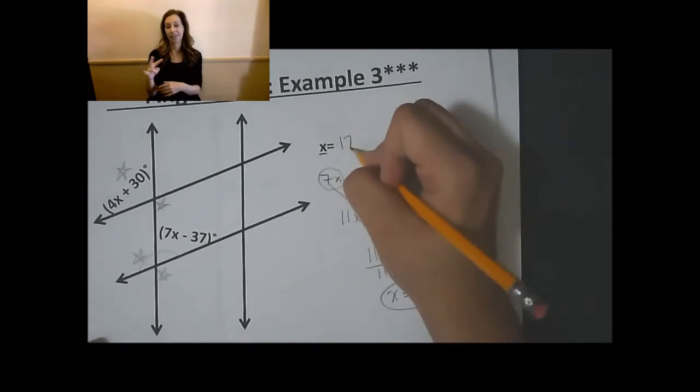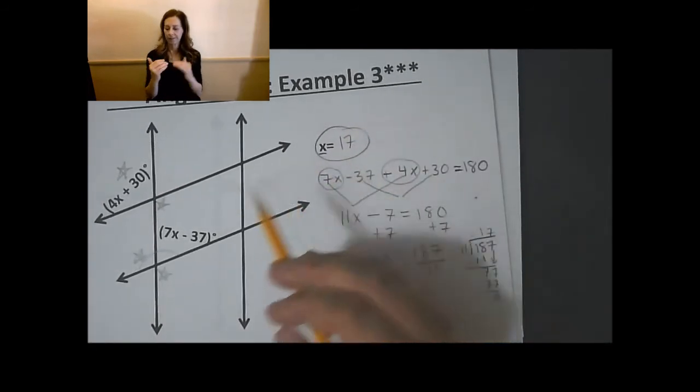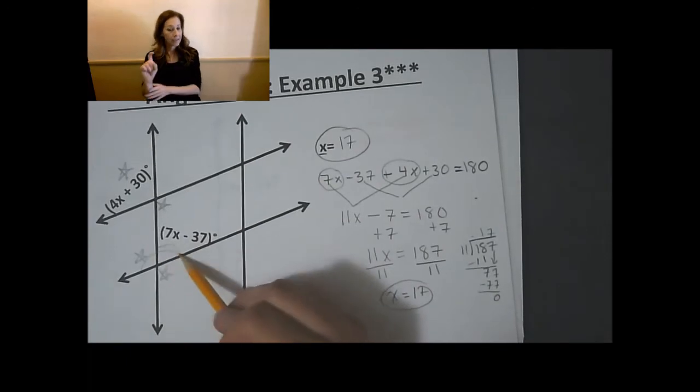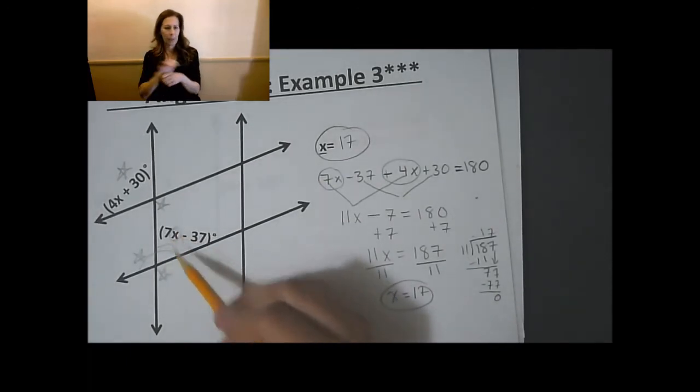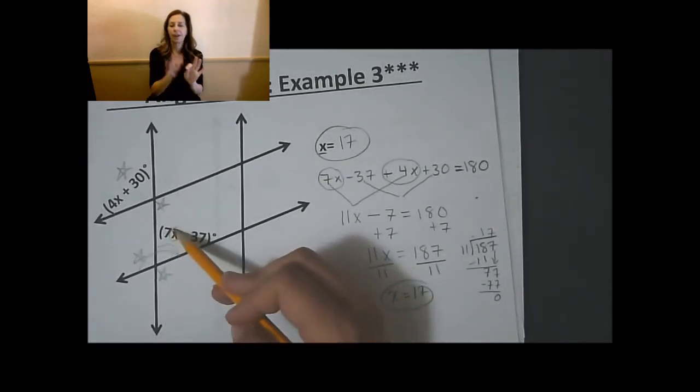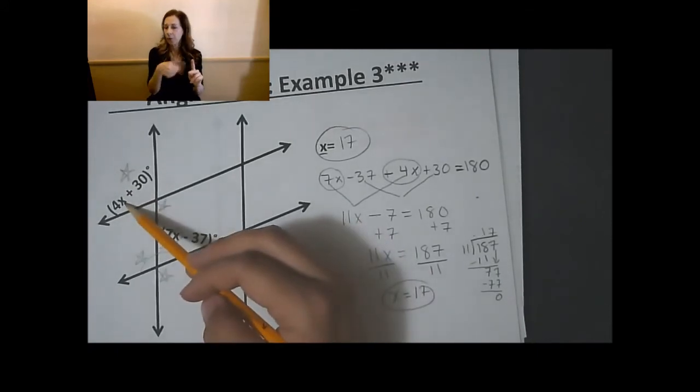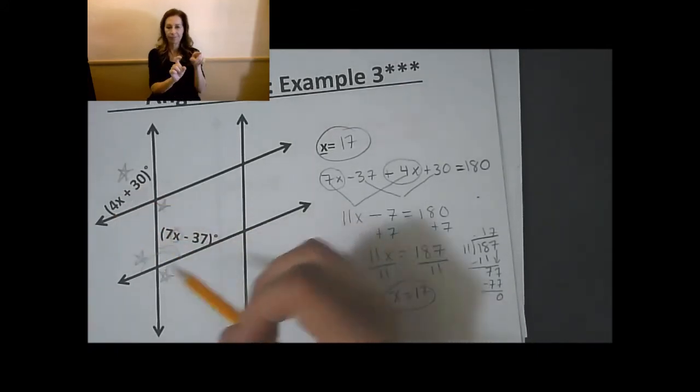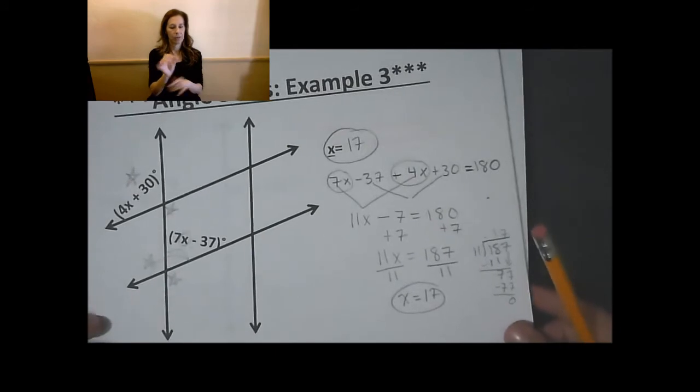So x equals 17. Again, x is not the whole degree measurement, it's just the value of the x. And here too, just the x, not the degree measurement. Alright.